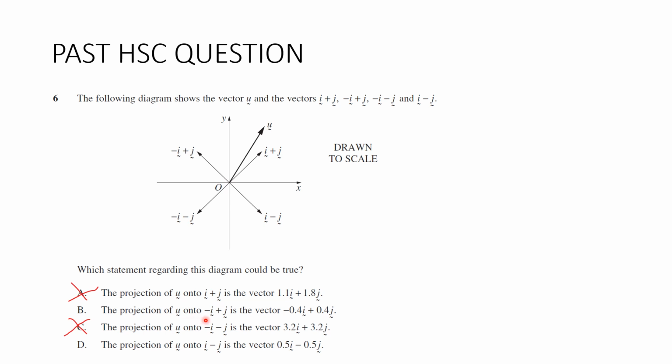The projection of u onto negative i plus j, so that's here. So let's project that onto that vector. So we want this vector here. Could this vector be negative 0.4i plus 0.4j? Yes, it could. So B is our answer.